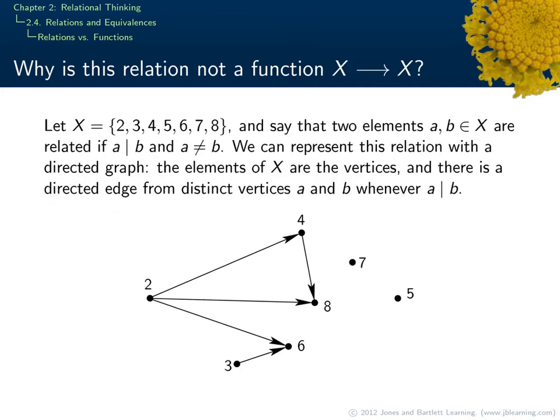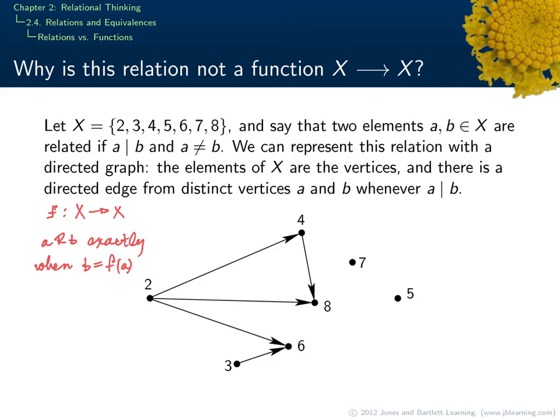If we're given a function from a set to itself, that is, suppose we have a function f from X to X, then that function naturally gives rise to a relation R, where A is going to be related to B exactly when B is equal to f of A. So the point is that every function from a set to itself determines a relation on that set. But the converse statement is not true.